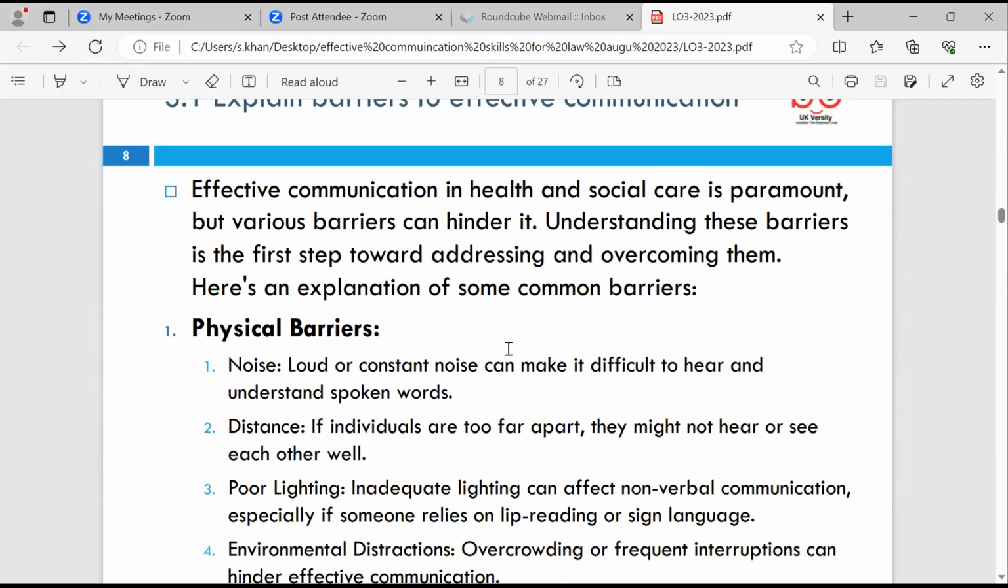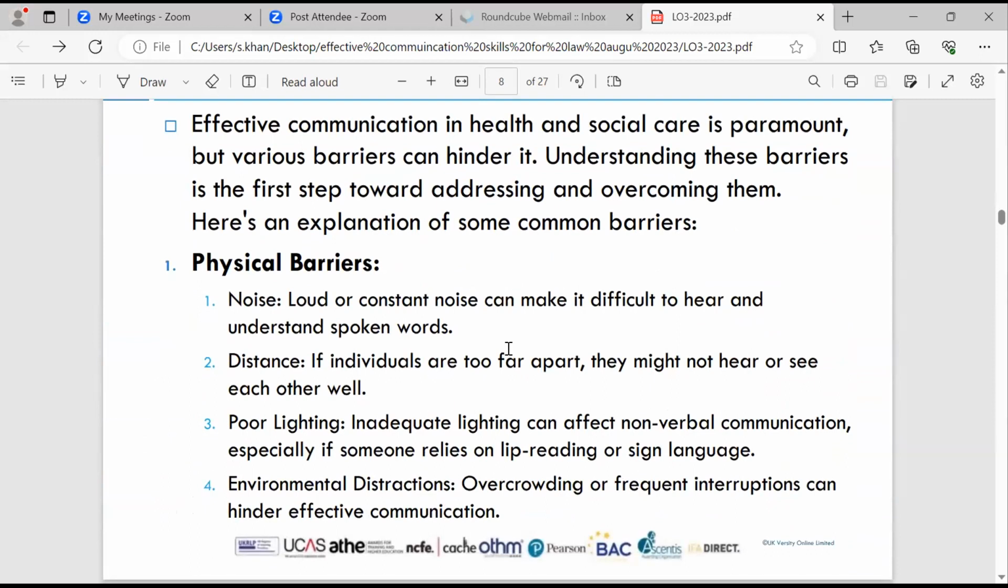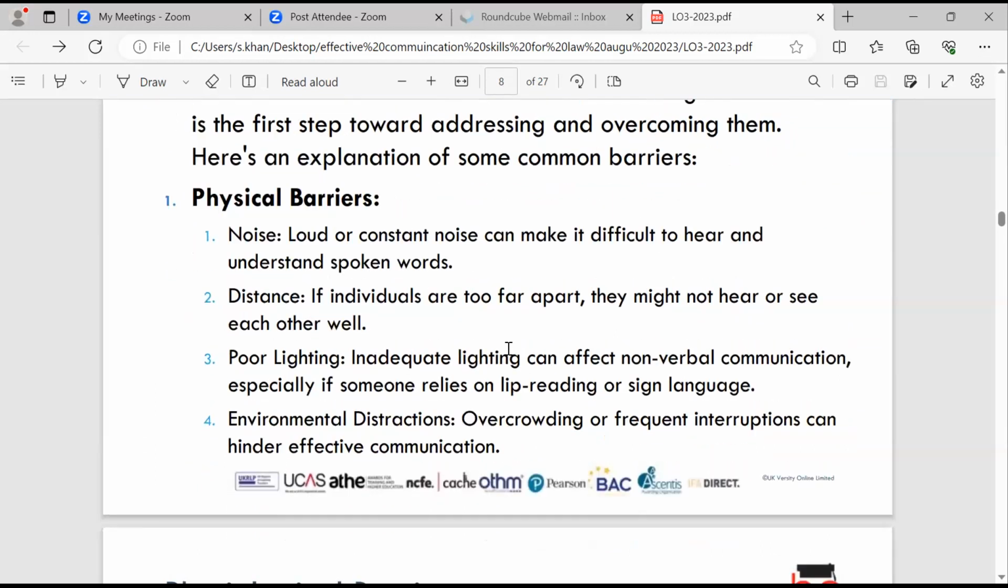3.1, explain barriers to effective communication. So effective communication in health and social care is paramount, but various barriers can hinder it. Understanding these barriers is the first step towards addressing and overcoming them. Here's an explanation of some of the common barriers.